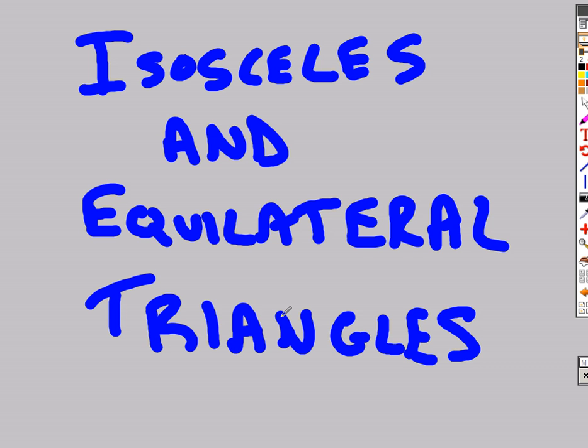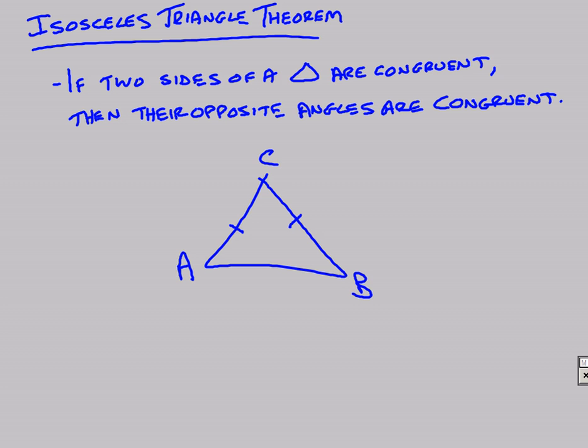Alright, today we are looking at isosceles triangles and equilateral triangles and some properties that we can do with them. First, the isosceles triangle theorem just states that if we have two sides congruent, we have an isosceles triangle. We look at the angles directly across from them, and those angles are congruent. So angle A and angle B in this picture must be congruent.